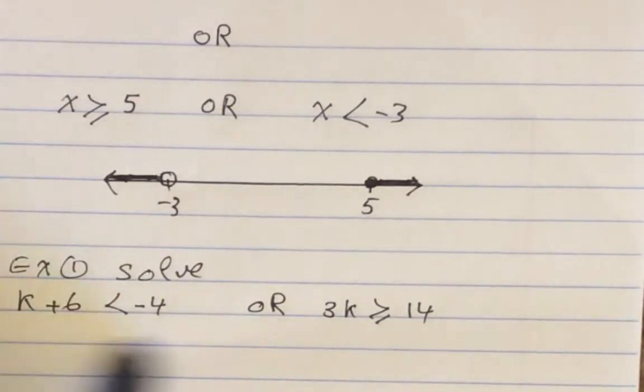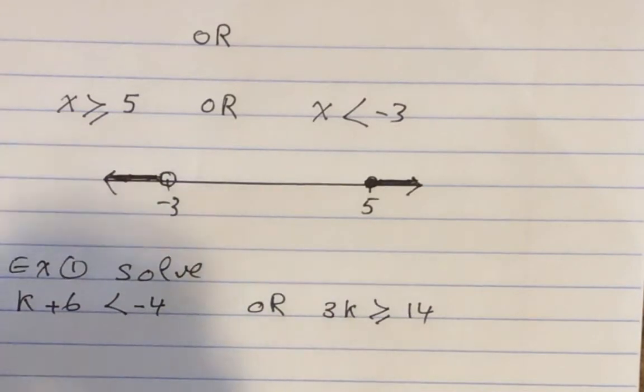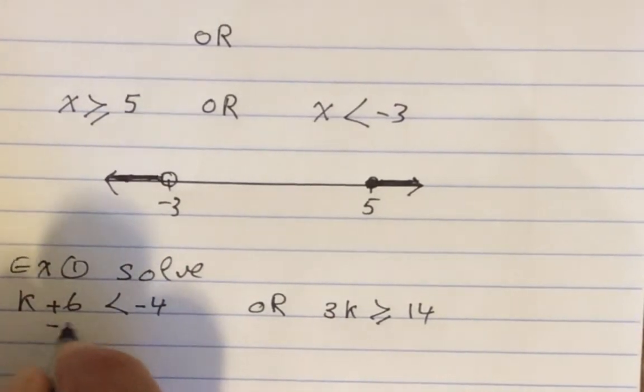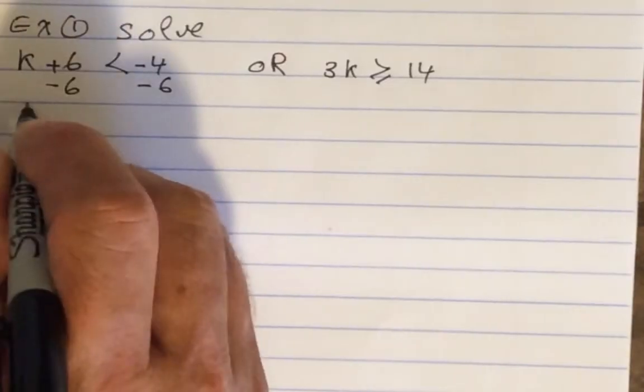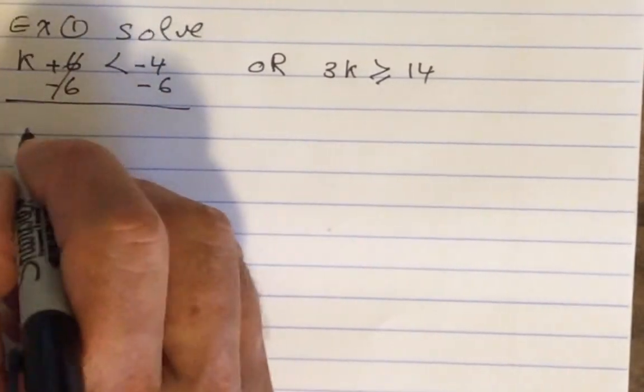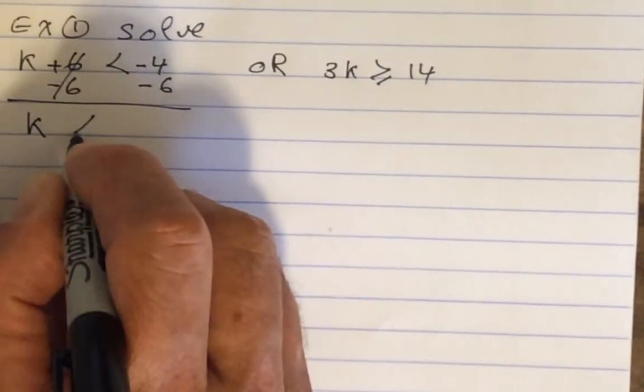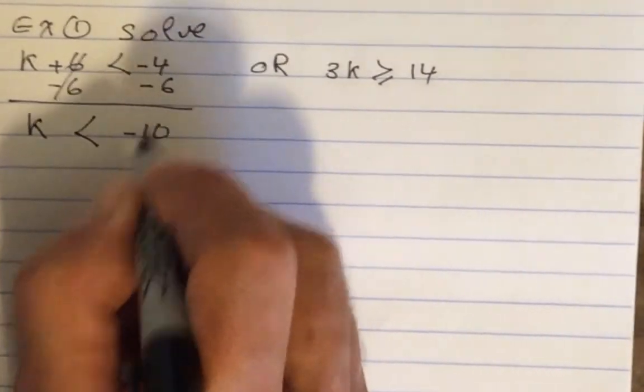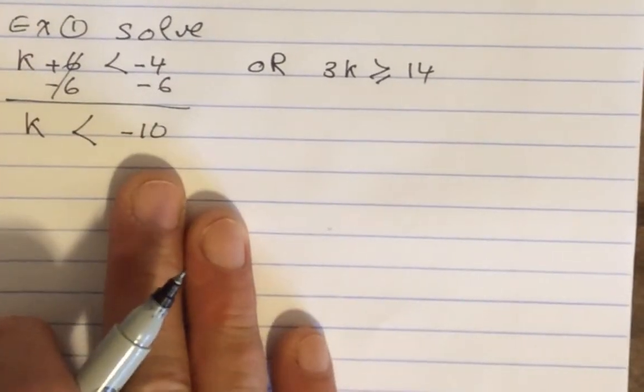So if you want to solve this one, you want to get the k by itself, so you want to get rid of this positive 6. So we subtract 6, we subtract 6. Then bring down the k, bring down the less than, negative 10. So this one is solved.